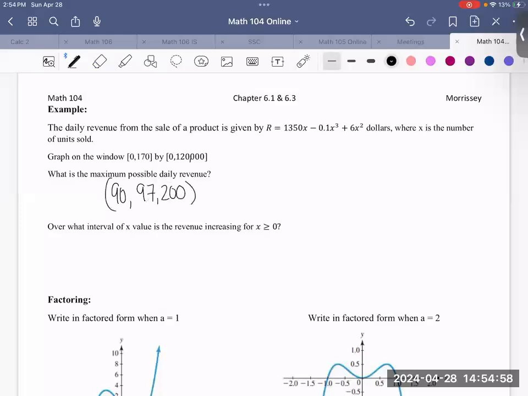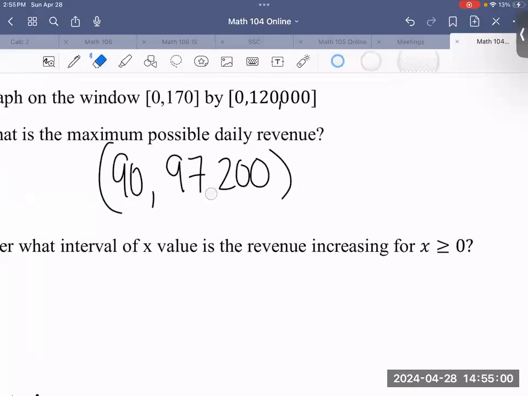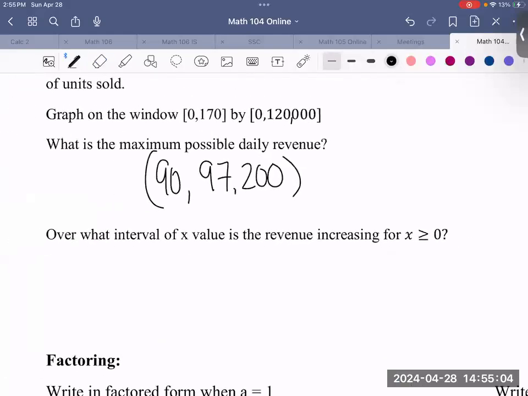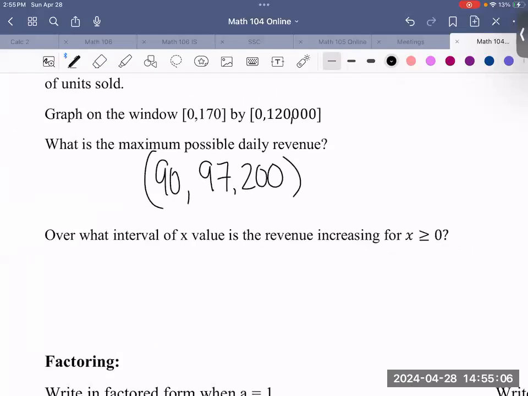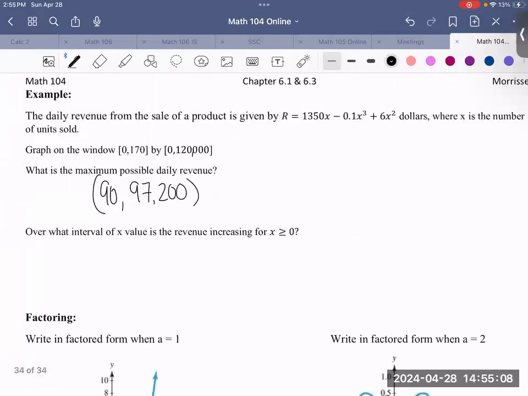So this being our point, I'll make this a little comma. So this is our point. So when it says, what is the maximum daily profit revenue? Well, which one is going to be the revenue? Well, this is going to be your revenue, and this is going to be the units sold. So can you bring meaning to your work?